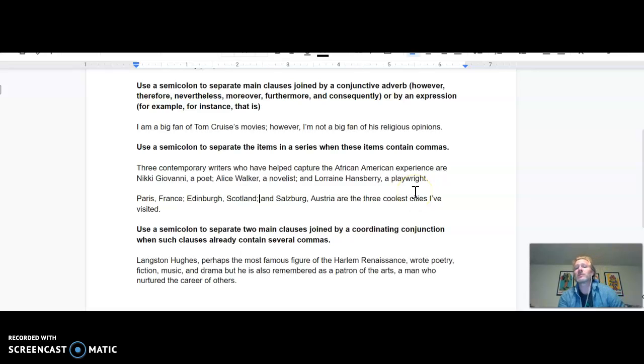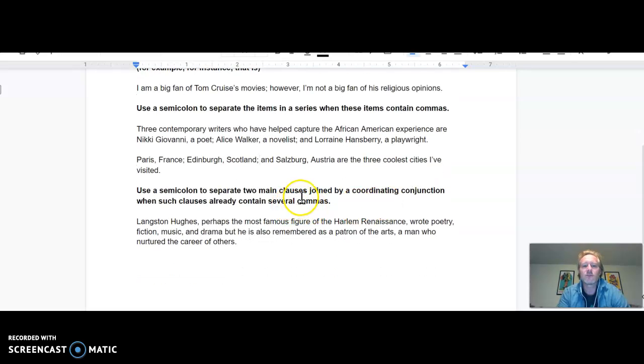The final rule, and this is one that you probably will never use in your own writing unless you become very, very prolific as a writer, as a speaker of words. I'm really struggling here at 7:49 a.m. You use a semicolon to separate two main clauses that are joined by a coordinating conjunction, again, like and or but, when such clauses already contain several commas. In other words, if there's already a bunch of commas, you might use a semicolon to separate the two sentences.